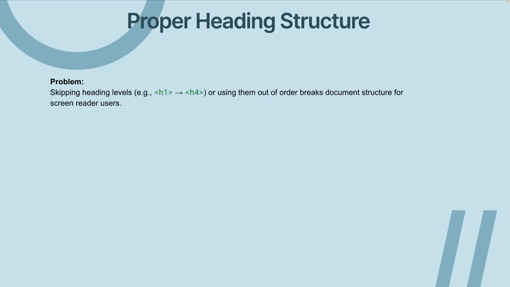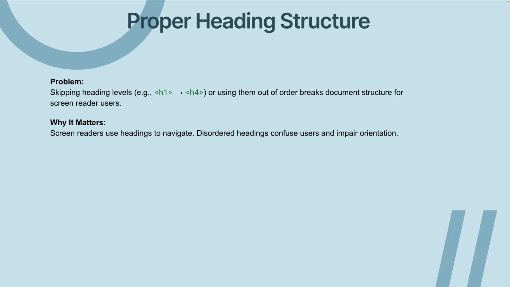For instance, if you start with H1, it should be followed by H2, H3, and so on and so forth. You should not have more than one H1 on a page, and one page should always have at least one H1. Why does it matter? Because screen readers use headings to navigate. I'm going to show you in a moment how we can use screen readers to navigate between headings. And if you don't put them in a proper structure, it can confuse the users and impair orientation.